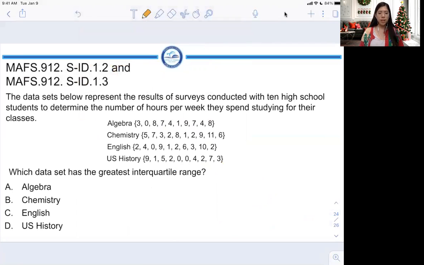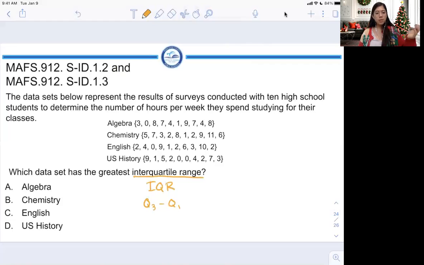Which data set has the greatest interquartile range? So IQR, who remembers what that is? You're asking what's IQR? Don't you have to like subtract or add the quartiles? You're on the right track. You're going to subtract. So you would do Q3 minus Q1. That's your IQR. So it's basically like how much is in that middle 50%.